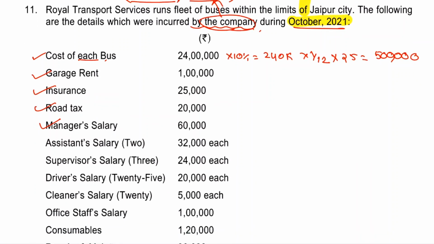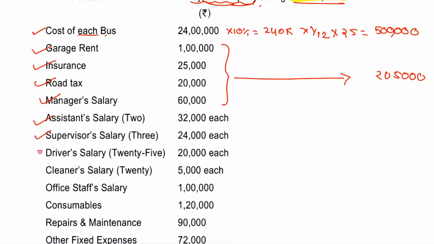Then assistant salary. Acha, first of all, I can just take the total and just put it over here. That is 1 lakh plus 25,000 plus 20,000 plus 60,000. That is एग्जाम में ऐसा नहीं करने का. One below the other, you have to write. ओके चलो, now here let's see assistant salary.